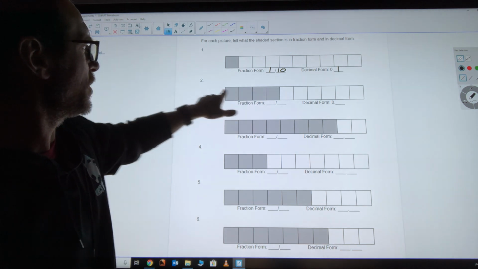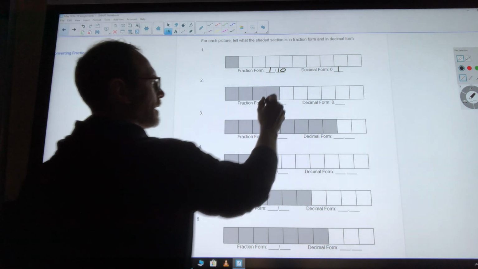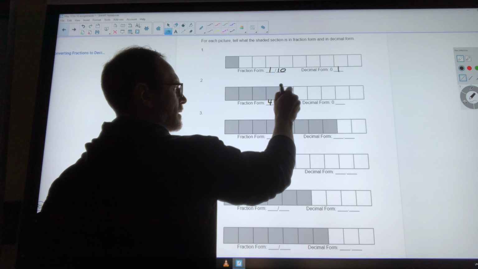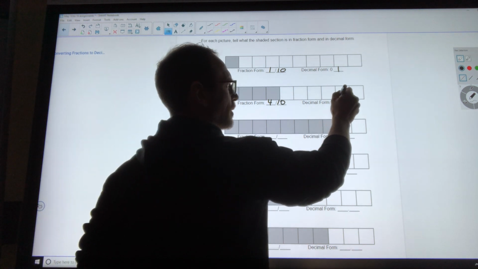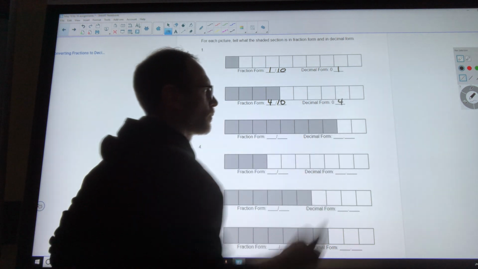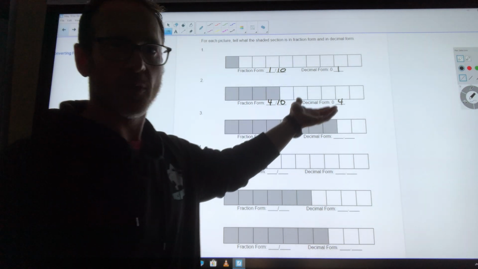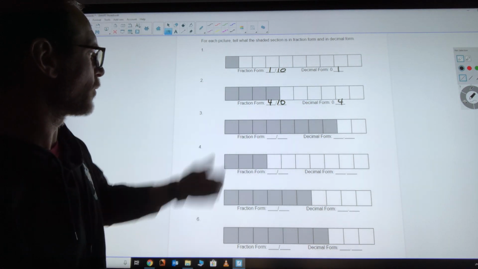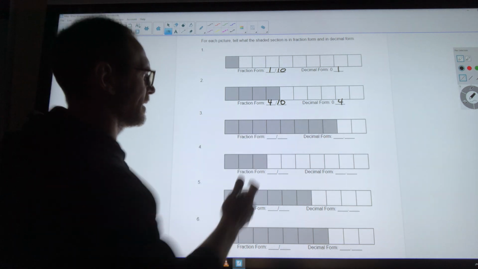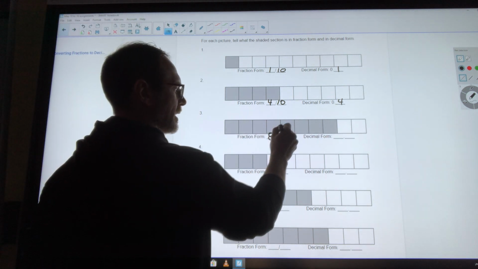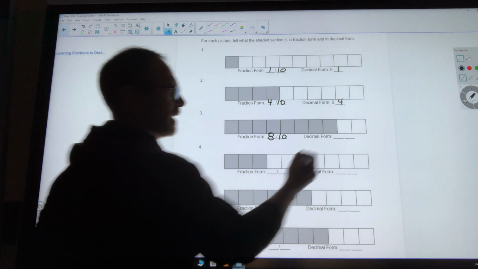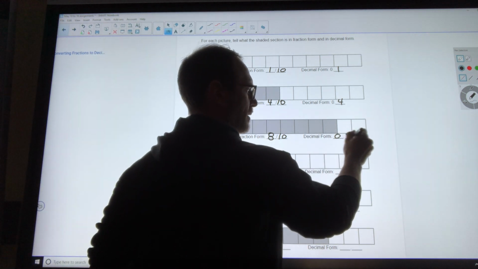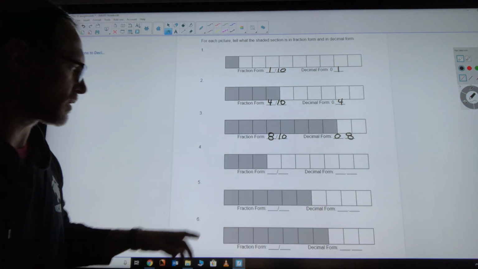This number 2 has 4 of the 10 shaded in, so we put that as 4/10. In decimal form, we write that as 0.4. But we can say it just as 4/10 or 0 and 4/10. In fraction form for number 3, we have 8 of the 10 parts shaded in, so we say that's 8/10. In decimal form, that's 0.8 or 8/10.